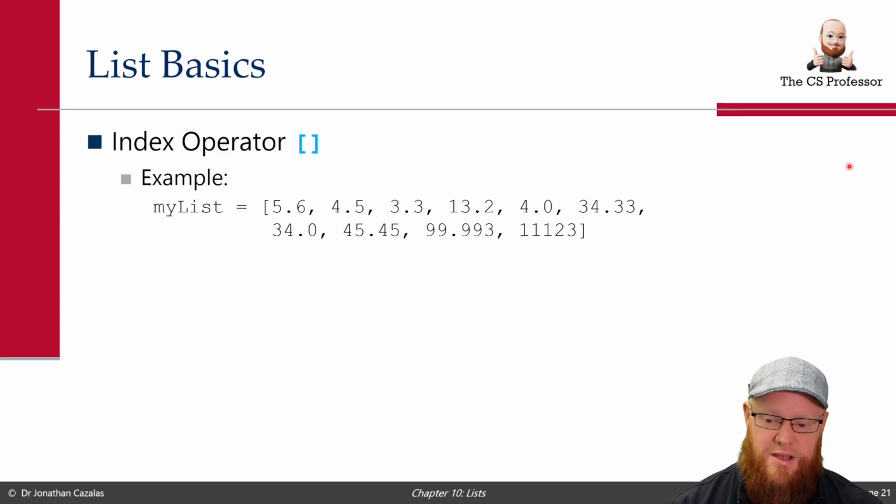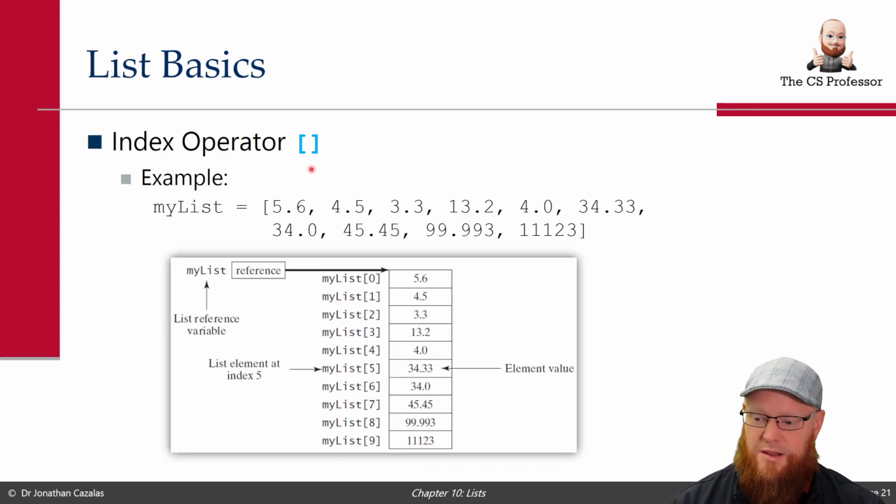So here we have this list. It has 10 values. The list is called my list. And for example, my list at index 0 is a 5.6. My list at index, let's just count some, 0, 1, 2, 3. My list at index 3 should be 13.2, and indeed it is. And finally, if you counted 0, 1, 2, 3, 4, 5, 6, 7, 8, 9, my list at index 9 should be 11123, and again, indeed it is.